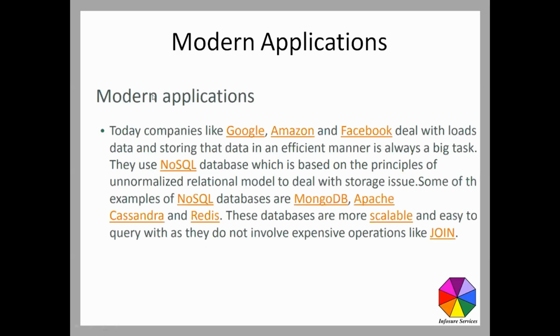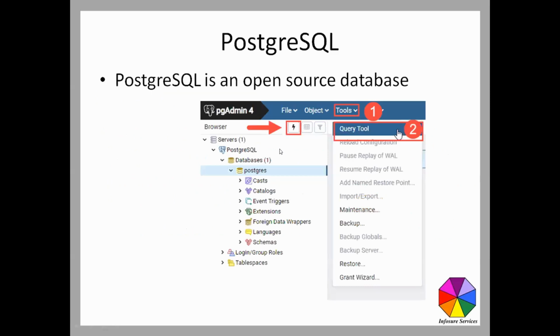We saw modern applications use NoSQL databases, which are an unnormalized relational model still, like MongoDB and all that. Okay, so Postgres.